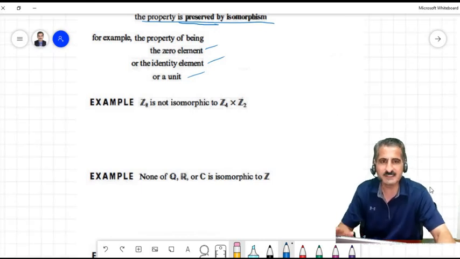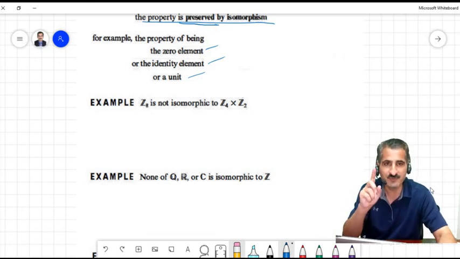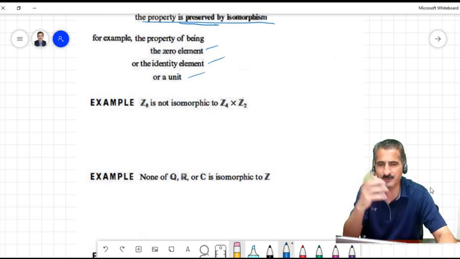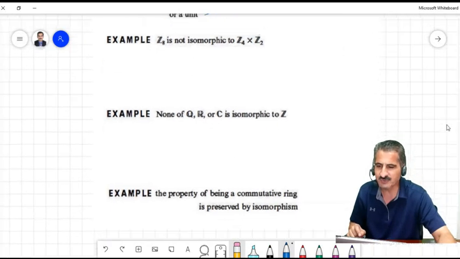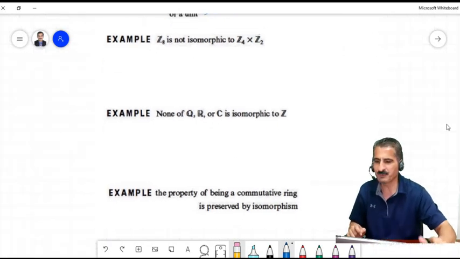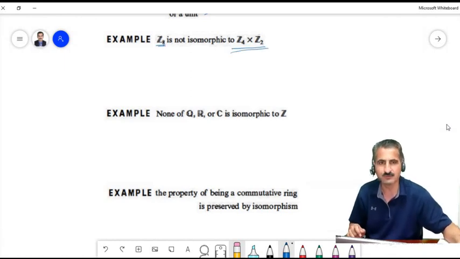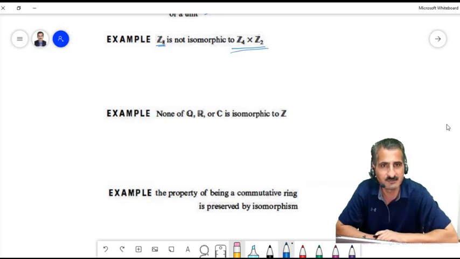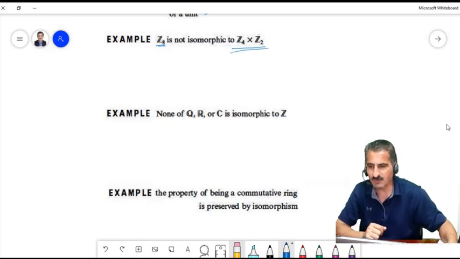And when we suspect that two rings are not isomorphic, it is enough to find one property in one ring which is not in the other ring. For instance, let us go to Z8. What do you think? There is a property in Z8 which is not in Z4 cross Z2. They have the same number of elements, right? But what is the property? So go and find how many units are in there.